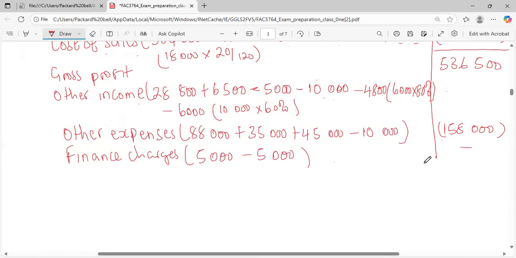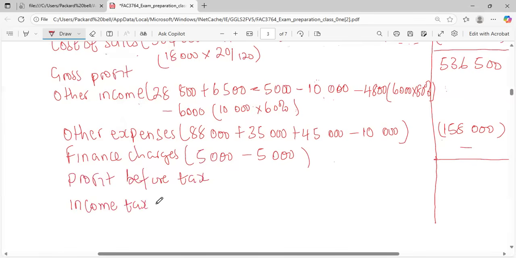Then after finance charges, what are we going to have? We have profit before tax. Right, our profit before tax, we cannot have it now because we don't have this figure, so we can leave it like that. Then we say profit before tax, which means we need income tax expenses. So we go again to our trial balance.